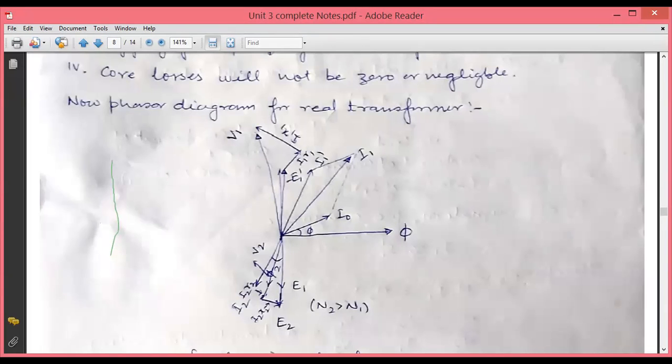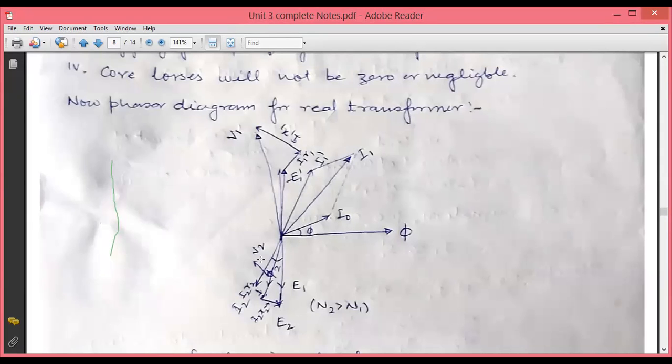The BH curve is non-linear. So in this phasor diagram, you can see that with the flux, the no load current is no longer in the same phase. Now it is leading by some angle phi. This angle phi is called the hysteretic angle, and it is leading because of the non-linearity of the BH curve. In the secondary winding, this is I2, and I1 dash is equal and opposite. The sum of I1 dash and I0 gives the net primary current I1.